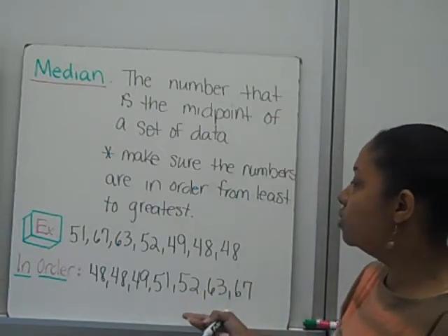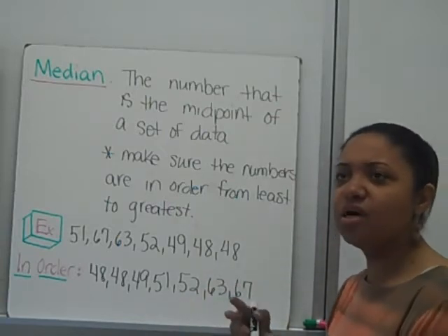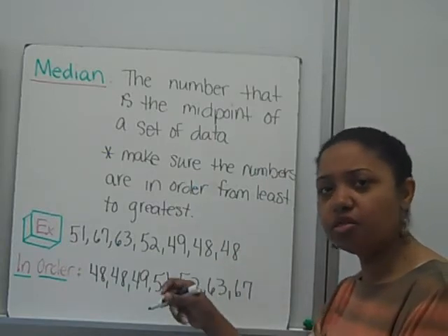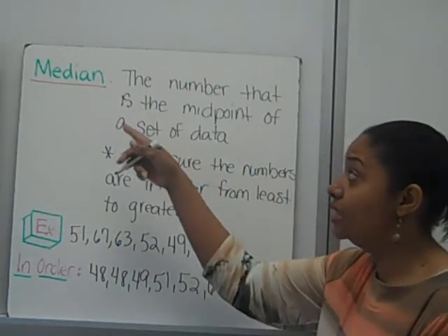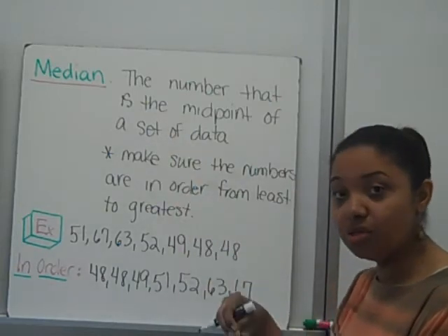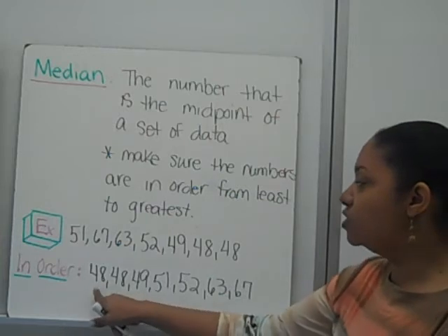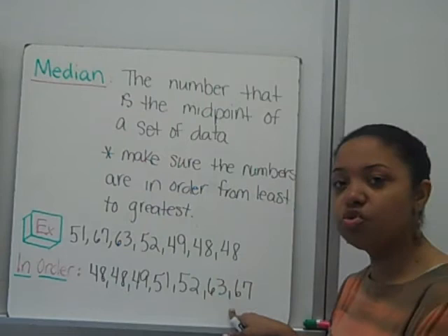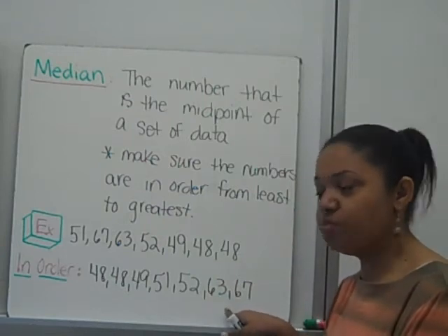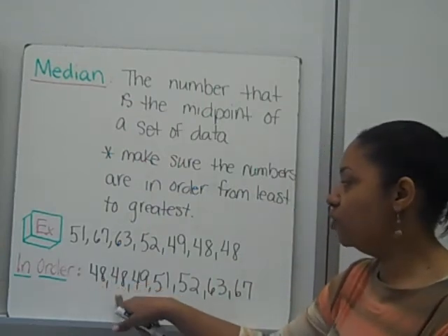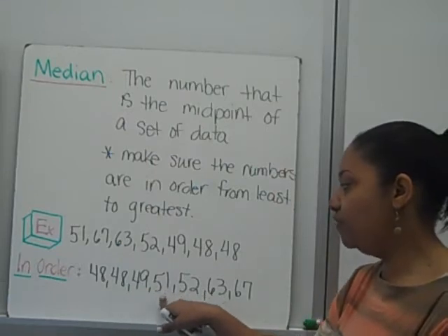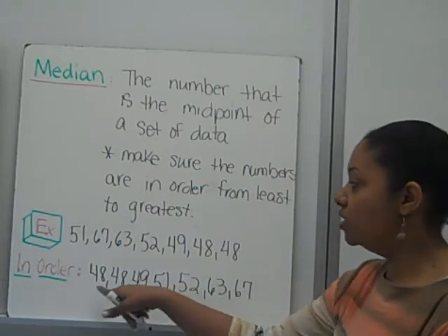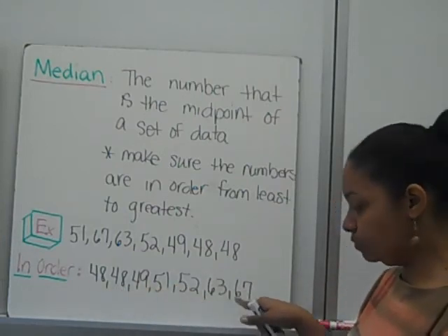All right? And just think, if you have t-shirt sizes, small, medium, and large, medium, that's right in the middle. So median, same thing, it's the number in the middle. So the first thing I did, I put them in order from least to greatest. So make sure you write that down. Do not skip this part right here. So 48, 48, 49, 51, 52, 63, 67. So they are in order from least to greatest.